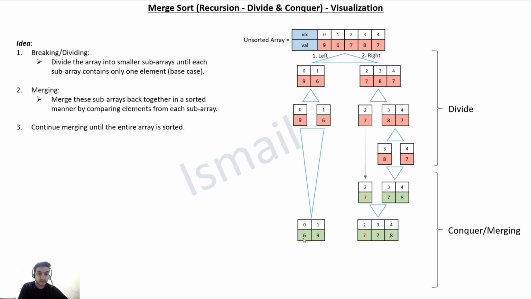Let's first compare 6 with 7 in red. 6 is smaller, so it will come first. Then compare 9 with 7 in red. 7 in red is smaller, so it will be chosen. Then compare 9 with 7 in black. 7 is smaller, so it will occupy the third position. Then compare 9 with 8. 8 is smaller, so it will occupy the fourth position. Then compare 9. There are no more elements left, so 9 will be appended to the list as it is. And now you can see the array is in a sorted order.